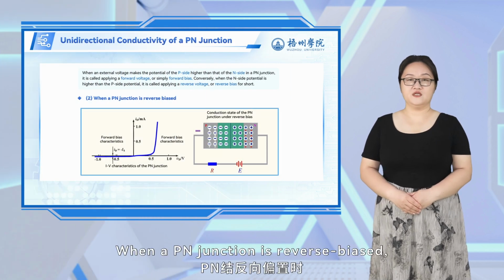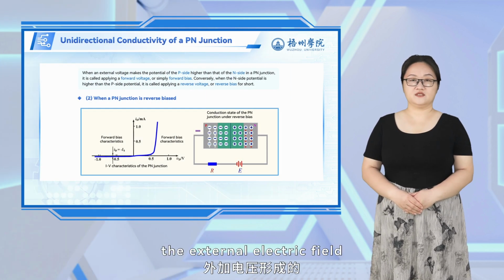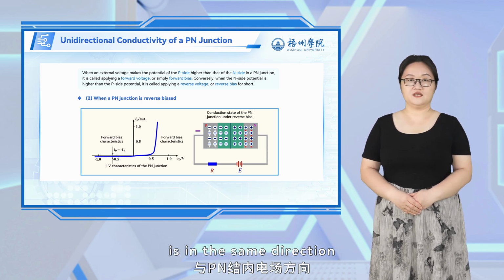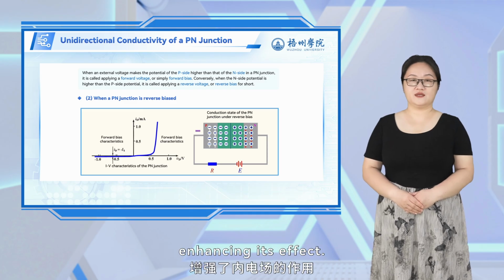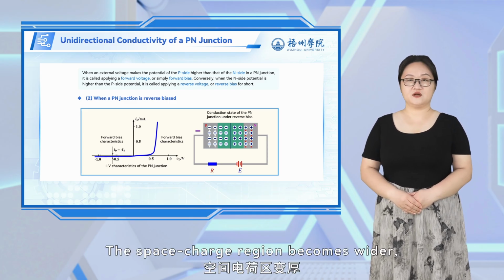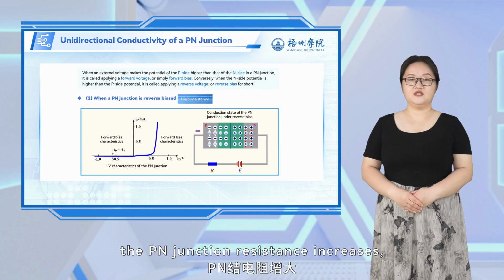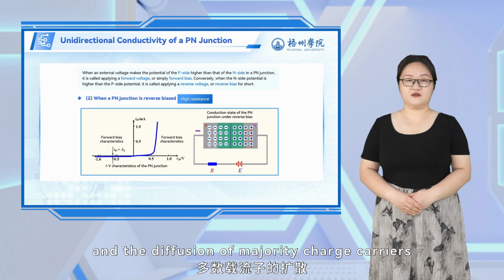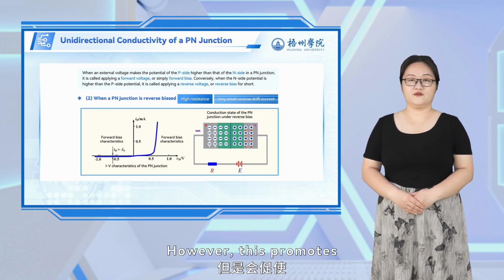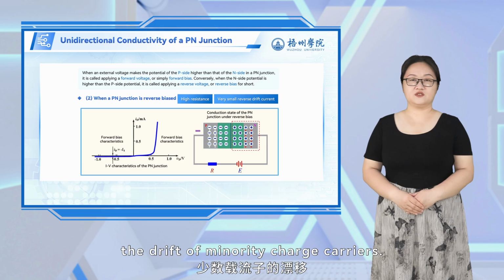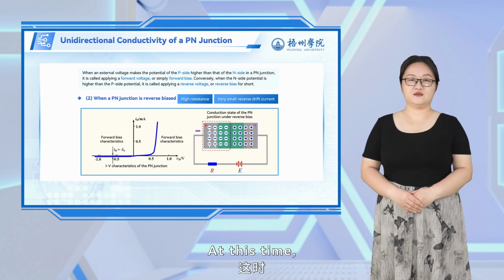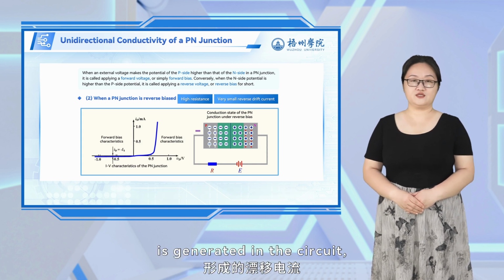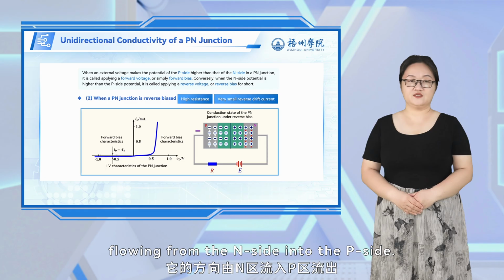When a p-n junction is reverse biased, the external electric field generated by the applied voltage is in the same direction as the internal electric field, enhancing its effect. The space charge region becomes wider, the p-n junction resistance increases, and the diffusion of majority charge carriers becomes more difficult. However, this promotes the drift of minority charge carriers. At this time, a drift current formed by minority charge carriers is generated in the circuit, flowing from the n-side into the p-side.